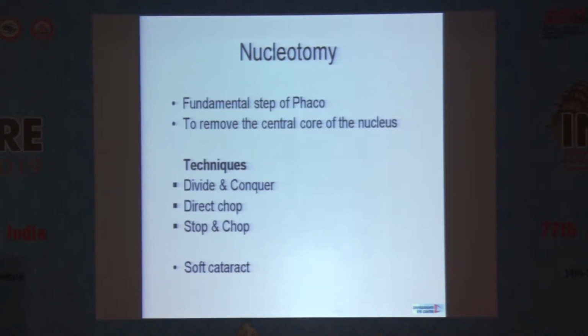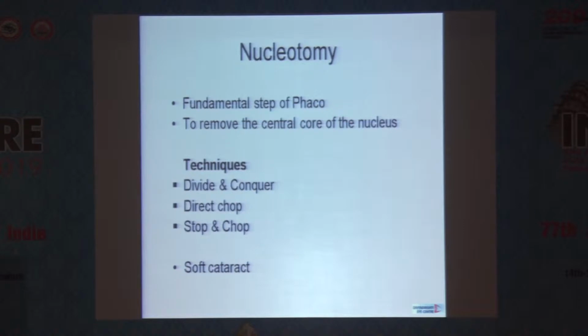Why is it fundamental? Because you are removing a nucleus which is 8 to 9 millimeter in diameter through 5.5 or 5 millimeter of capsular axis and through 2.2 millimeter incision. So this is a very important step of phacoemulsification. And the essence of the nucleotomy is to remove the central core of the nucleus. And this is done with the help of the technology and techniques.